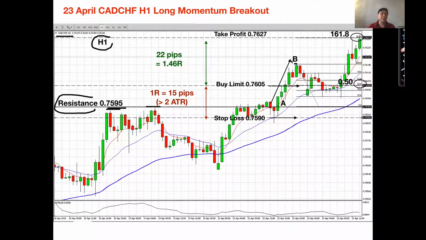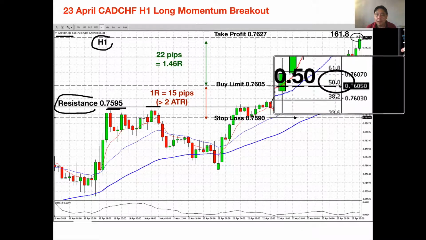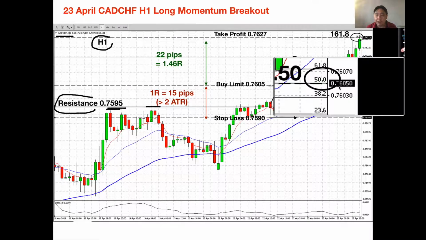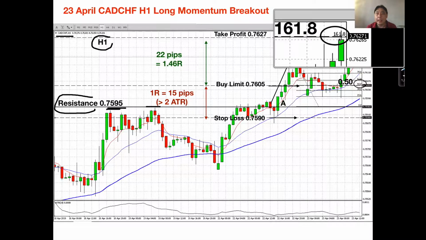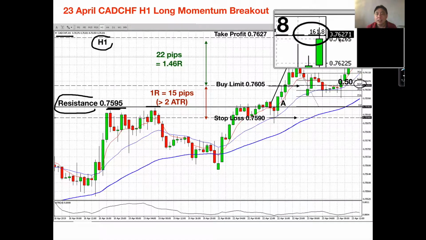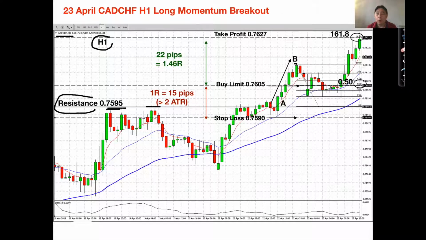What do we do next? We use our Fibonacci tool and we click on B, right? And we drag to A, which I showed you on the charts initially, right? So once I dragged it, two levels will show up. The first level is the 50% level, which is 7605. And next is the 161.8 level, which is 7627. So immediately I'll know where's my buy point, my buy limit, and my take profit.